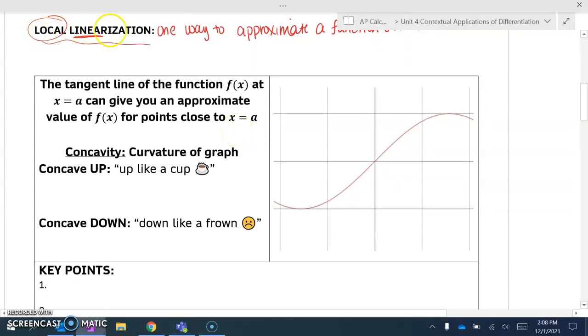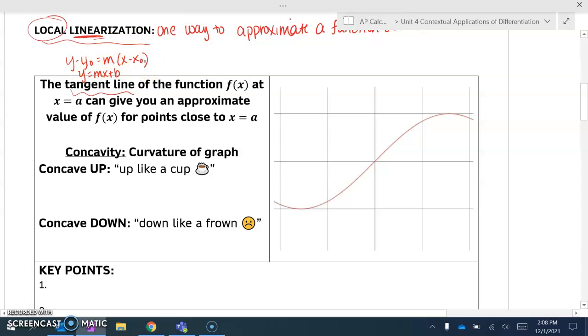So local linearization, like I said, local, we're going to look nearby, and linear. When you think of something linear, hopefully tangent line comes to mind. Tangent lines are always linear. They follow that format of y equals mx plus b, or if you're using point slope form, y minus y sub 0 equals m times the quantity x minus x sub 0.